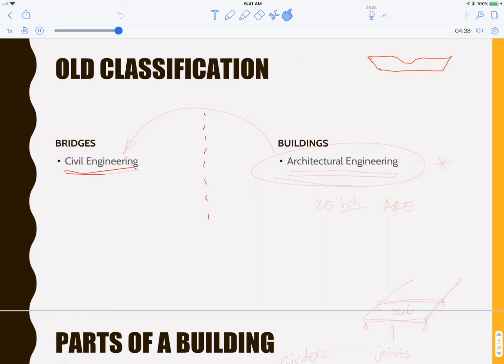A long time ago, we used to separate structures like this. Bridges were considered civil engineering, and buildings were considered architectural engineering. This is still the case in Japan. In Japan, architecture is not what we call architecture here. Architecture in Japan is structural engineering for buildings, and civil engineering would be structural engineering for bridges. We did away with this nomenclature in the U.S., I don't know, 40, 50 years ago. But it's made a little bit of a comeback.